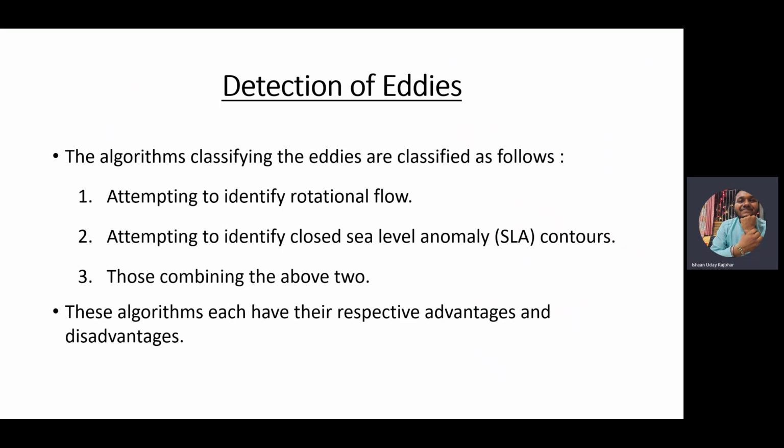We can just imagine there is this ocean and then there is this curving pattern in the center, that is the boundary of the eddy. So these algorithms try to identify and differentiate between the normal ocean and these curving boundaries. And the third method is a combination of the above two methods. Each of these algorithms has its respective advantages and disadvantages, and that is why it is a trade-off when we use them.